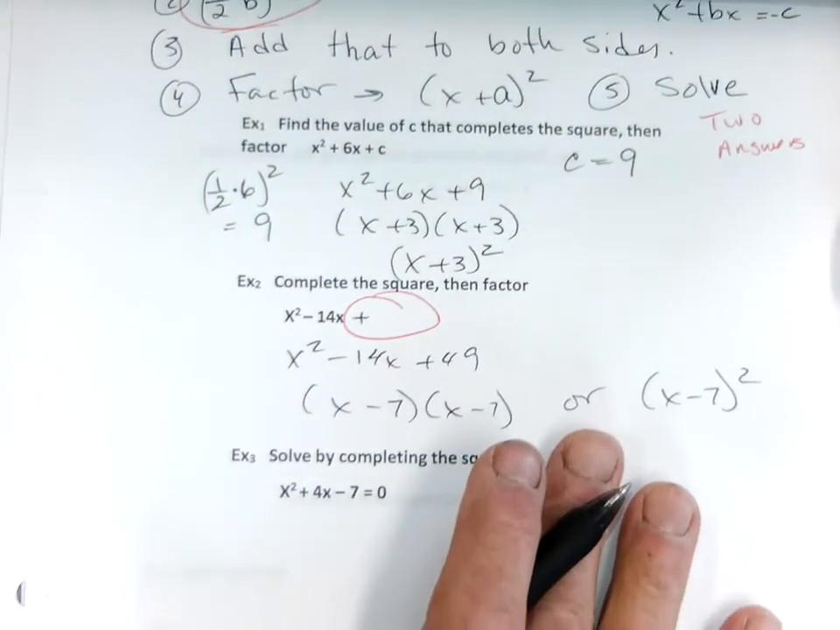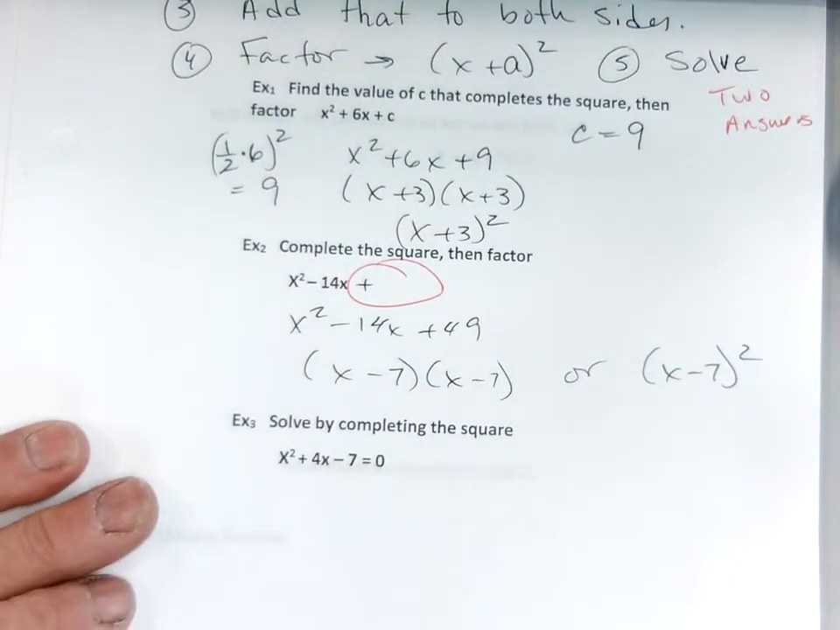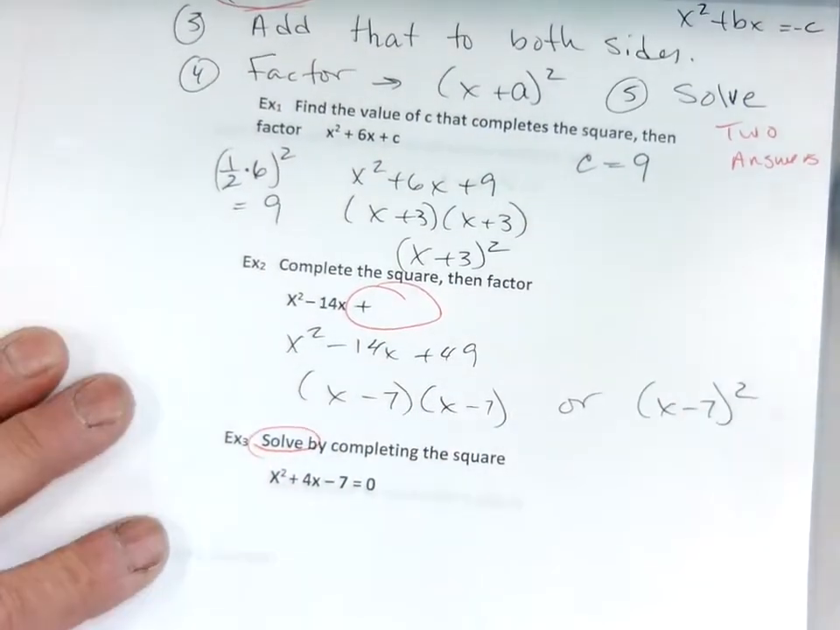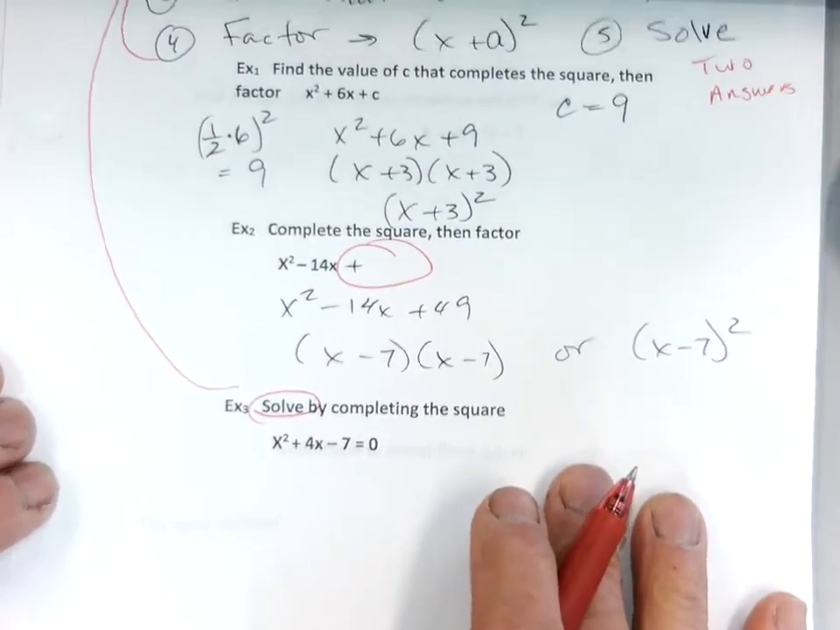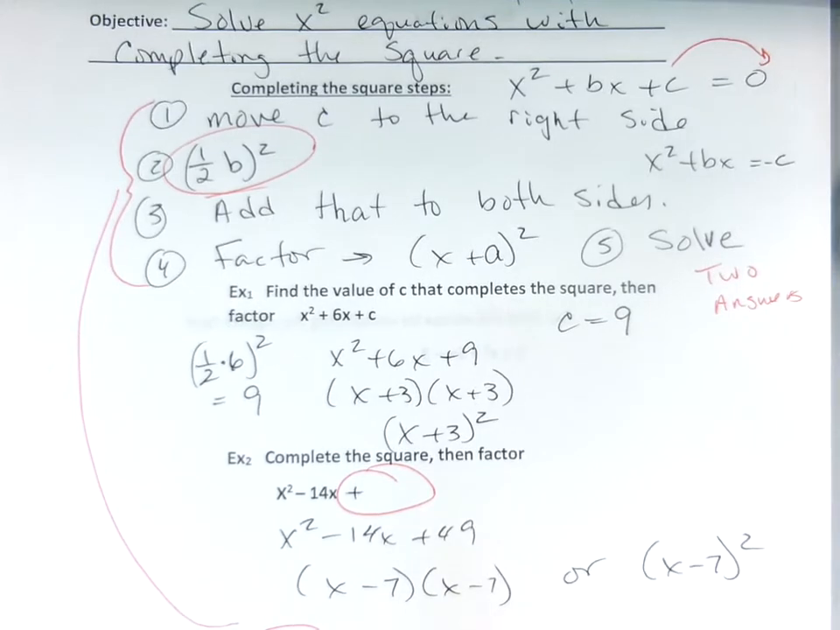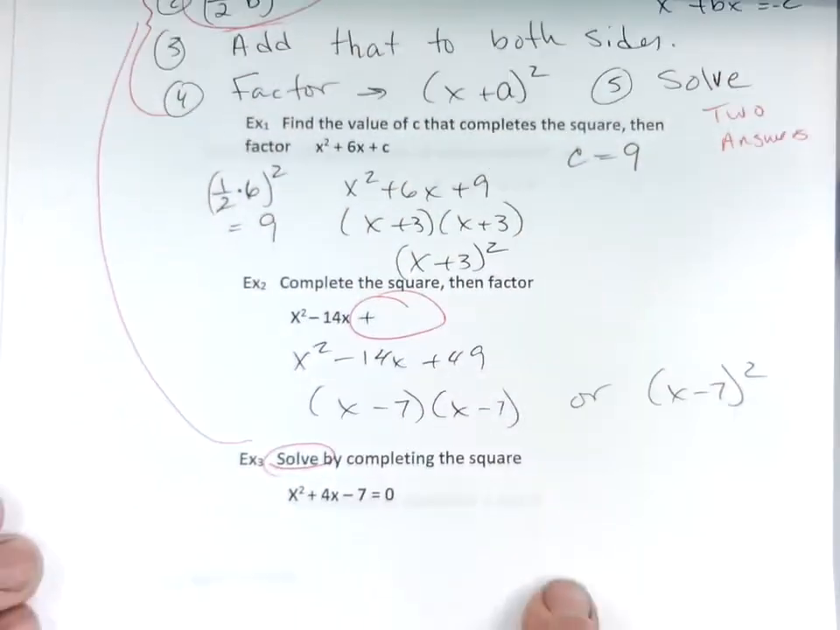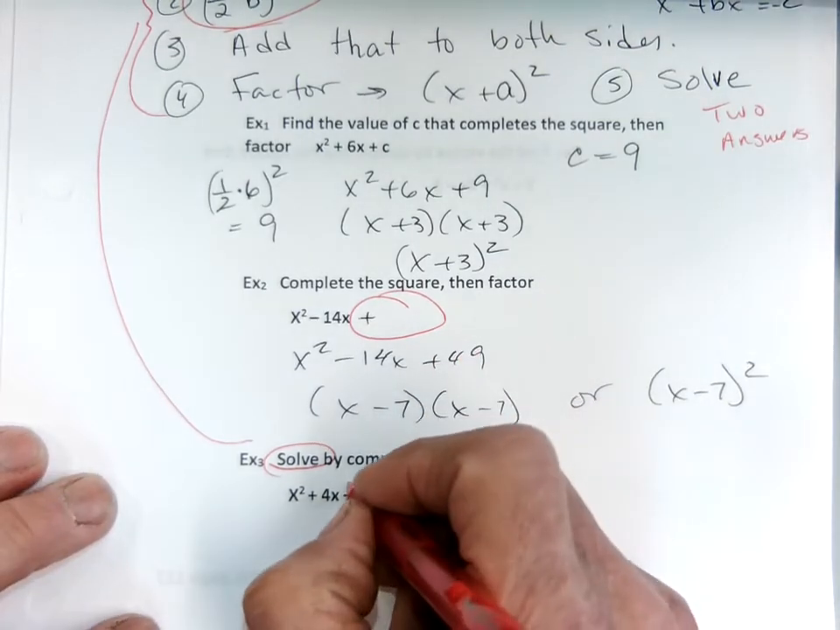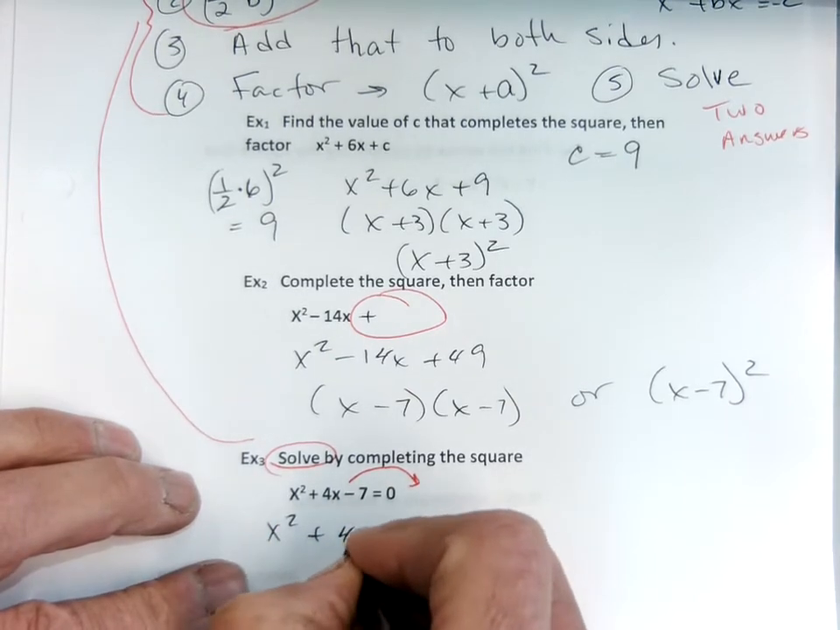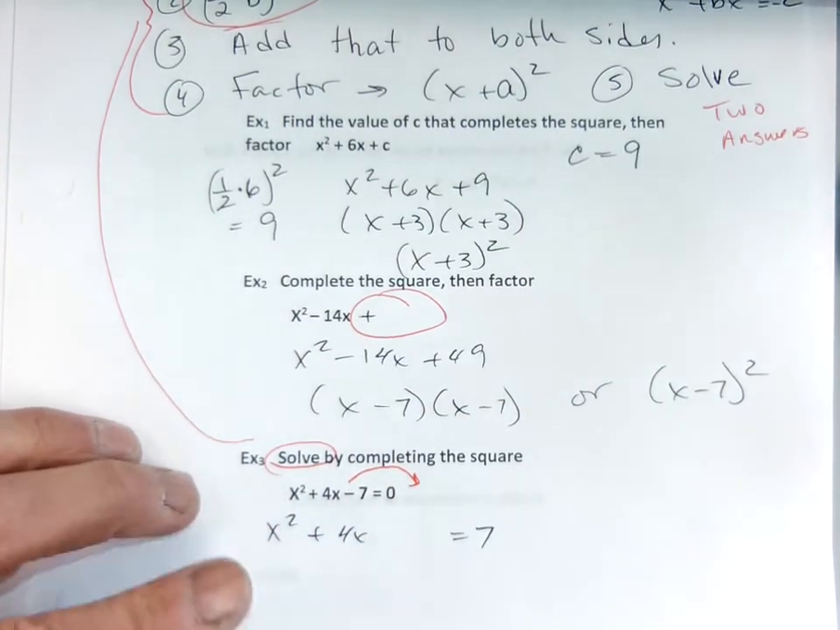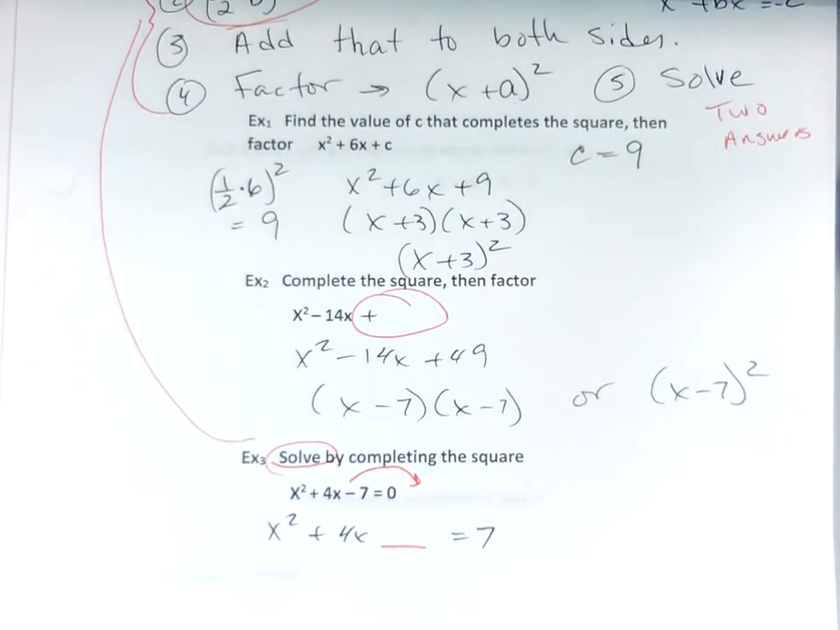Okay, so now, example 3, we do need to solve. We're going to have to go through and use all of our steps up here. So step 1, what does it say? Move c to the other side. So I'm going to take the 7 and move the 7 over. How do I move the 7 over? Just add it, right? So we're going to go x squared plus 4x equals positive 7. I like to leave a little space here because we're going to put a number there. So I brought the 7 over.